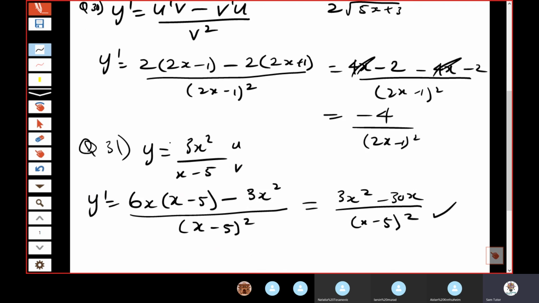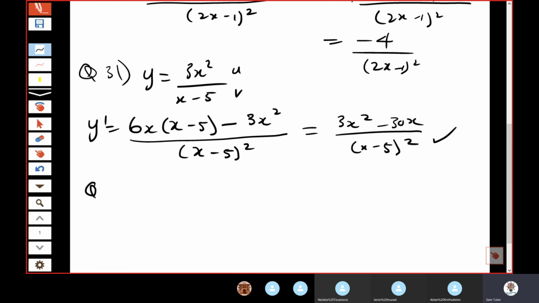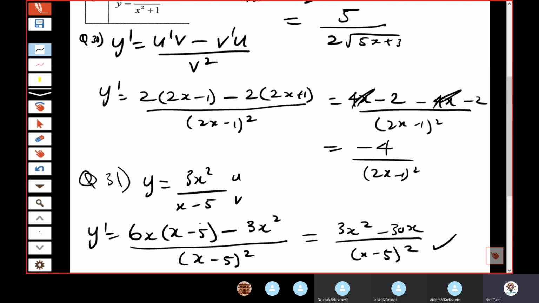And lucky last, question 32. X squared, right? It was x squared plus 1. Yep.